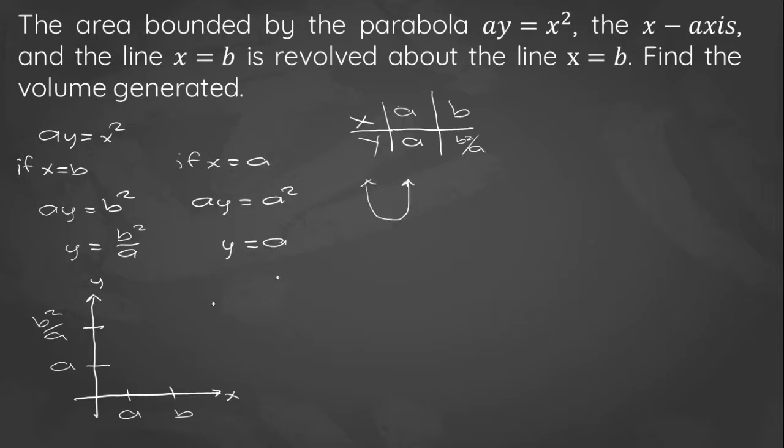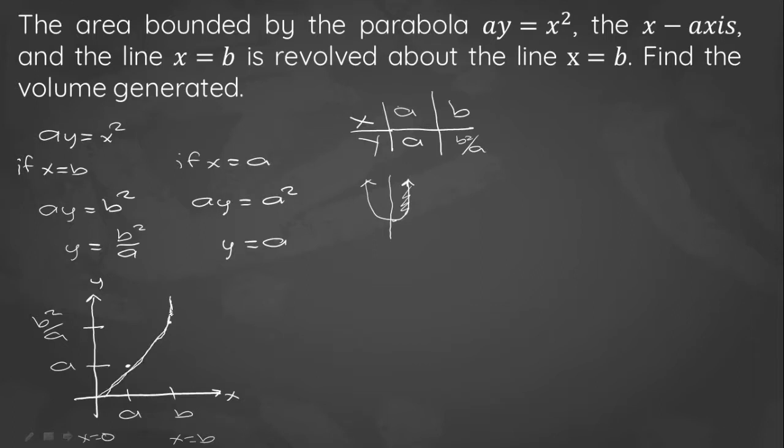Okay. Now it is bounded from the x-axis. This is our x-axis. x is equal to 0, and x is equal to b. So we are to focus on this portion of our graph, this part. By plotting, we have a, and b squared over a. So we have a graph that looks like this.